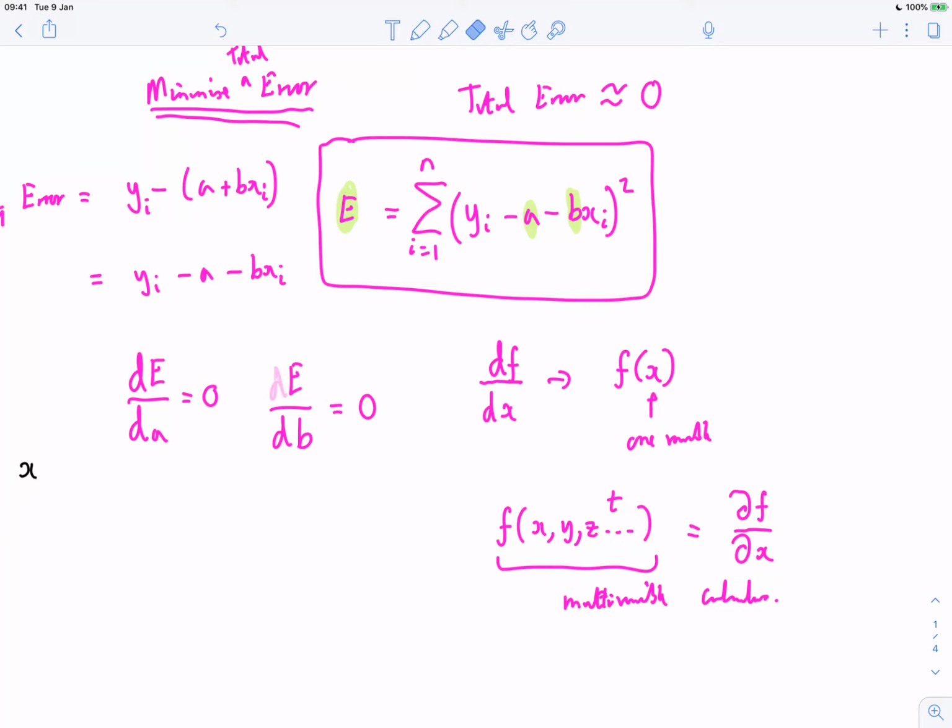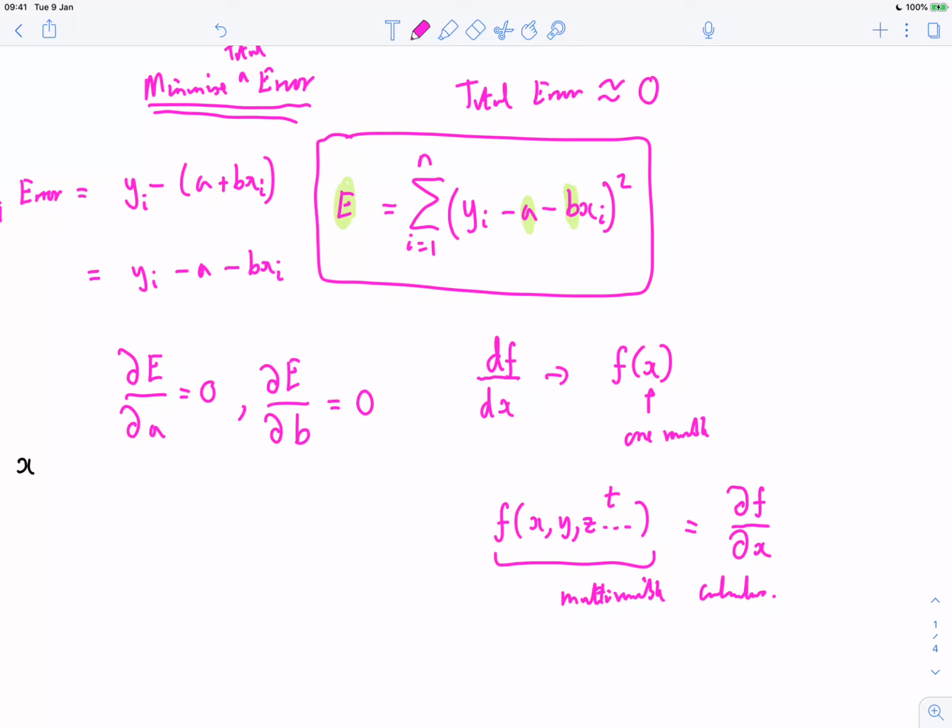So technically, I've made a deliberate mistake to show you that this should be curly dE by curly dB, and this should be curly dE by curly dA. And it behaves exactly in the same way. We're still differentiating. We're still doing the stuff we've done so far. The only difference is that the curly d's just remind us that E is technically a function of yi, xi, a, and b. It's got four different parameters to solve for. So this is a multivariable function. So we're going to have to use multivariable calculus instead of just differentiating with respect to one thing.